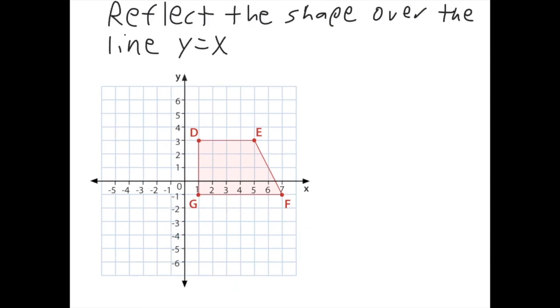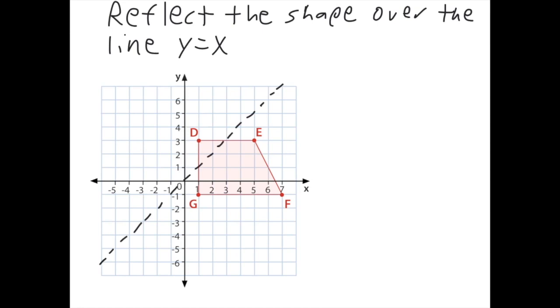In this example, we have reflect the shape over the line y equals x. So the line y equals x would be a diagonal line that goes through the origin and goes up 1 over 1 all the way through. So let's draw a dotted line to show that.